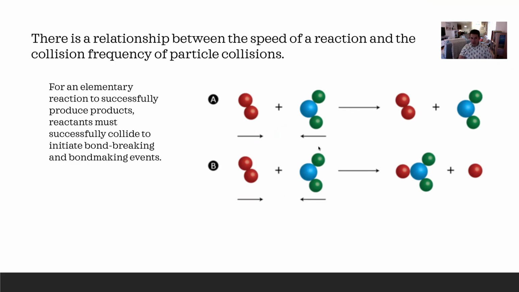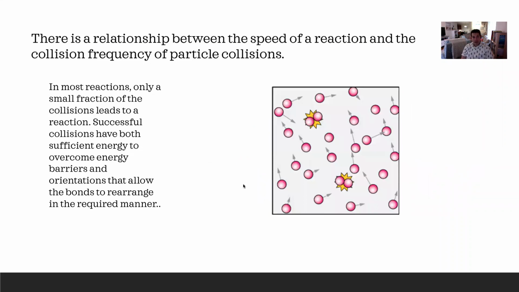So that's the collision model, and these elementary reactions are based on the collision model, which is why we don't get 3 or more very often. These collisions have to happen in a very particular way. In most reactions, only a small fraction of the collisions lead to a reaction. Successful collisions have both sufficient energy to overcome the energy barriers and orientations that allow the bonds to rearrange. So we get all of these molecules bumping around in a sample, and only occasionally are we producing successful collisions. Let's just pause on this slide for a second to think. In the very beginning of kinetics, we talked about factors that increase the rate of reaction.